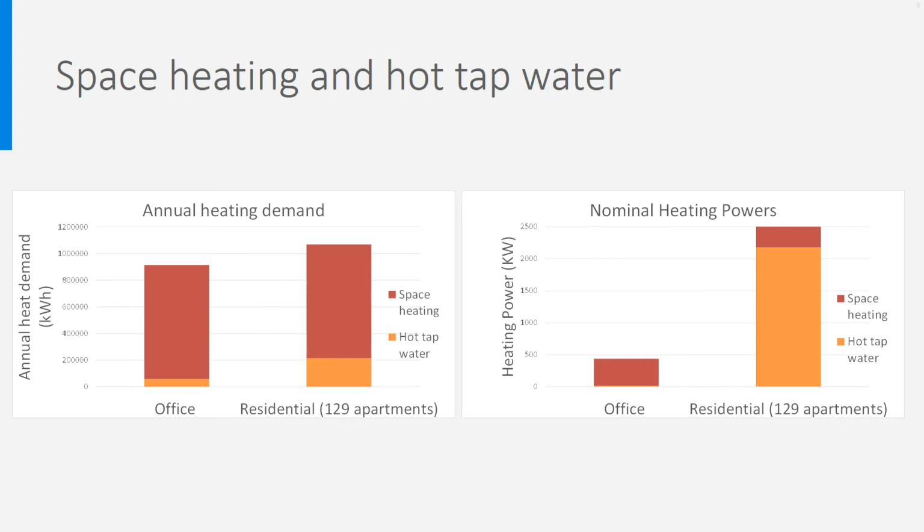As for the power, it is clear that hot tap water needs a lot of power, more than 80% of the total. This high power is needed to heat the water rapidly. You don't want to wait 10 minutes that the tap or shower water finally becomes warm. But in the end, you don't need warm water that often, so the energy demand is low.